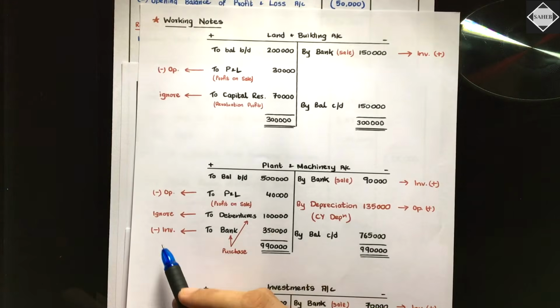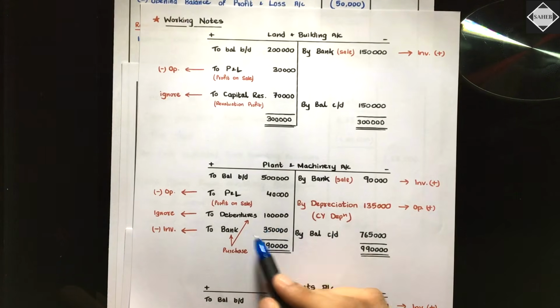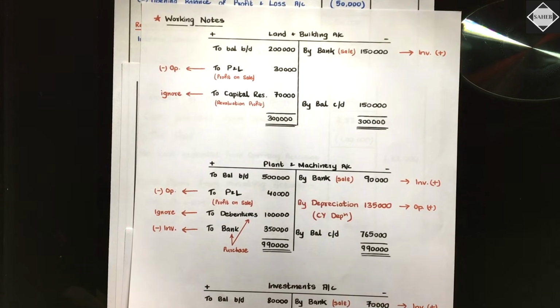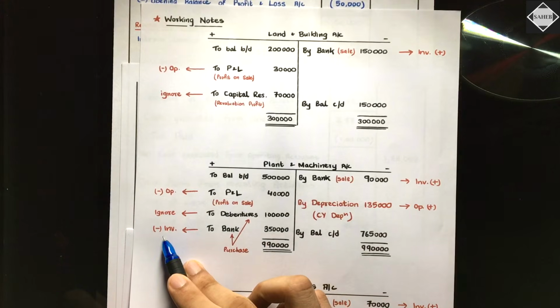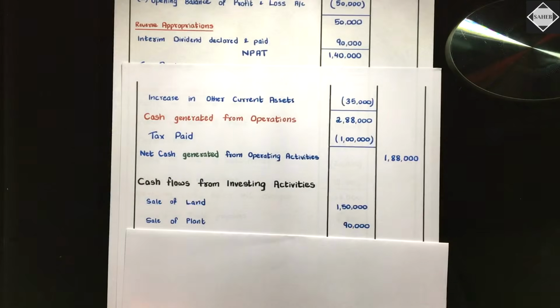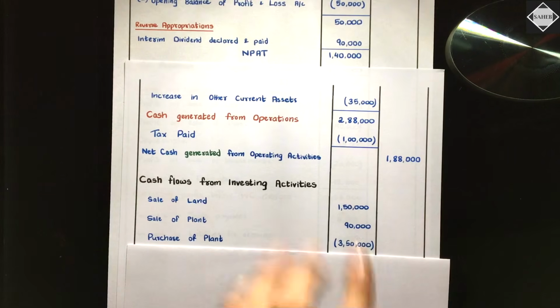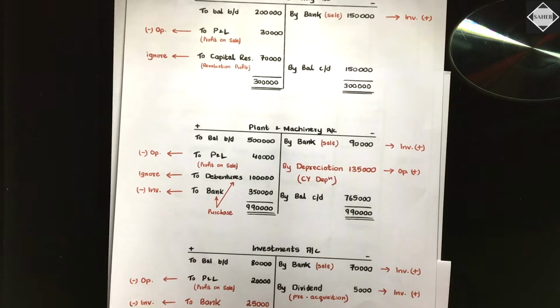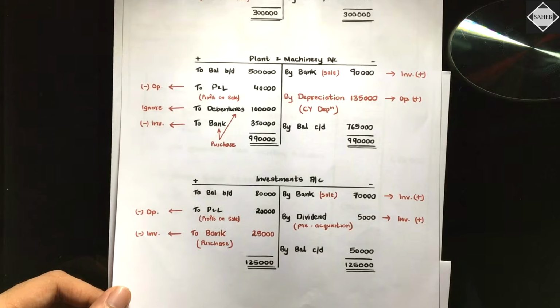Then we have purchased a plant also of 4,50,000. But understand, the debenture thing, we will not consider that. How much cash impact is there? Only 3,50,000. So only 3,50,000 you have to subtract. Is it clear? Okay, understood. So purchase of plant minus 3,50,000. Only this much cash has been impacted for the purchase of this plant, so only that much will impact the cash flow statement. Fine. Do we have anything else in the plant and machinery account? No, nothing else, right?